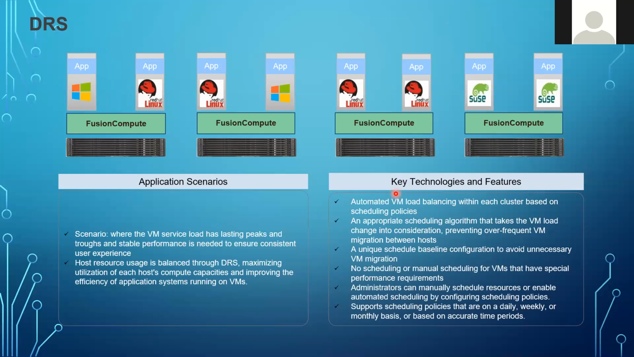So we have a question. Is the latest FusionSphere virtualization based on KVM or Xen? It is based on KVM. The old one was on Xen, but the latest is on KVM.